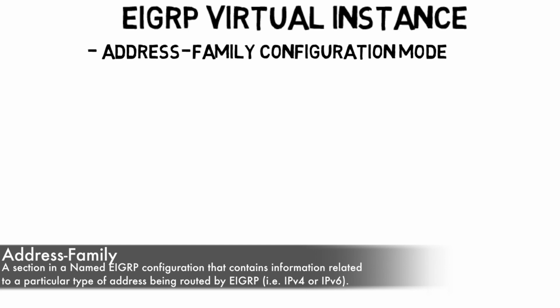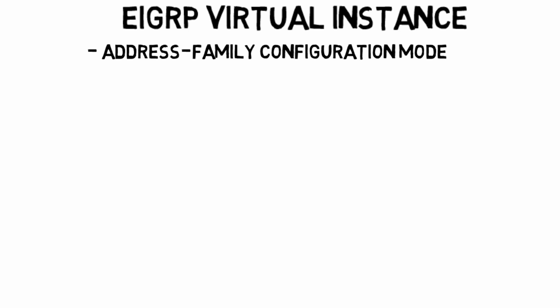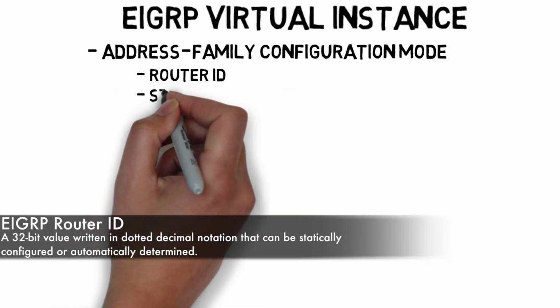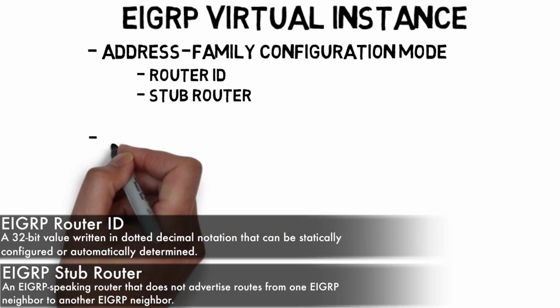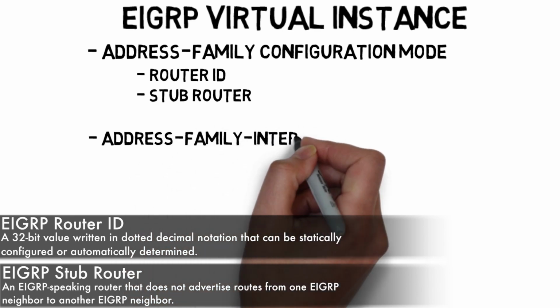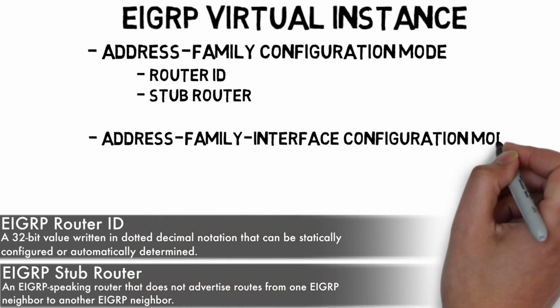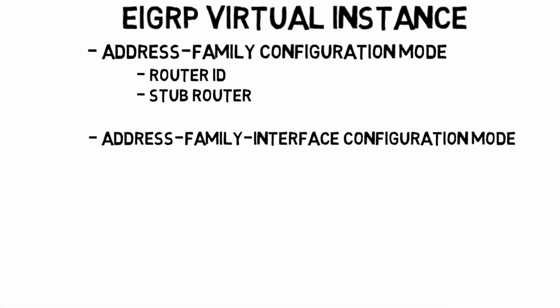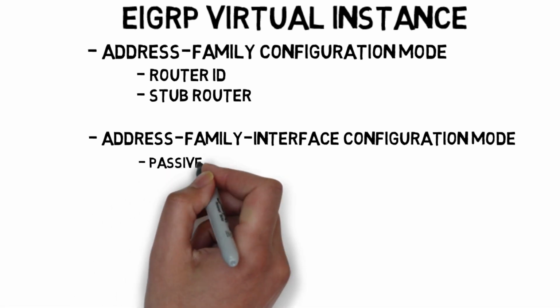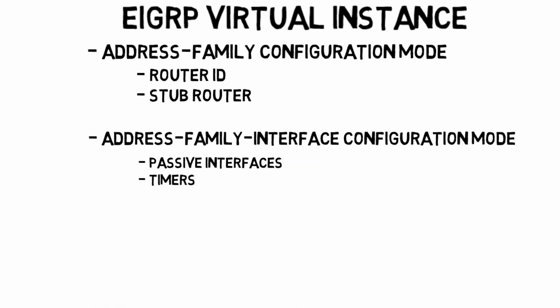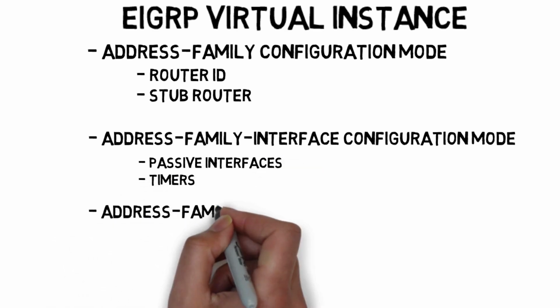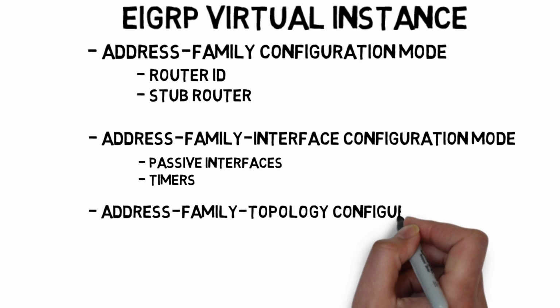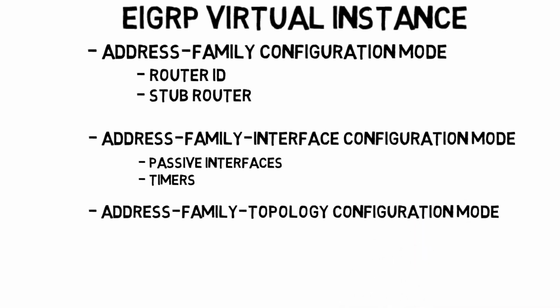And it's under address family configuration mode where we're going to set up the more general EIGRP parameters like our router ID. We can say whether or not a router is an EIGRP stub router. Something else we can do from address family configuration mode is enter address family interface configuration mode. As just a couple of examples of things we can do here, we could set up an interface as being a passive interface. We could set up our EIGRP timers here as well. There's also an address family topology configuration mode. Here we give commands that have a direct impact on a router's EIGRP topology table.